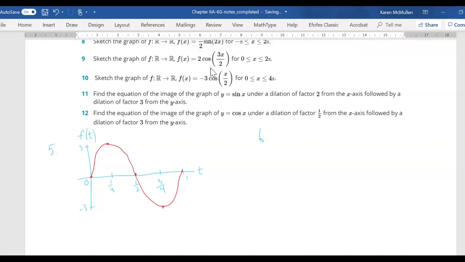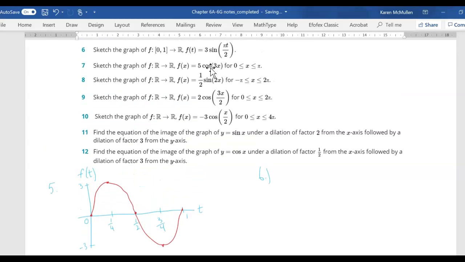All right, let's have a look at question 6. So for this one, we have an amplitude of 3, a value of n, so the coefficient of t, is pi on 2. So that means your period is equal to 2 pi on pi on 2, which is equal to 2 pi times 2 on pi. Okay, so instead of dividing by pi on 2, we multiply by its reciprocal. So the pi's are going to cancel out. So then we've got 2 times 2, which is 4.